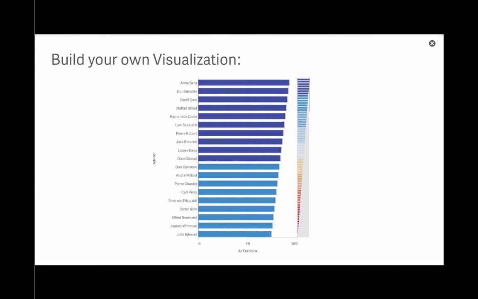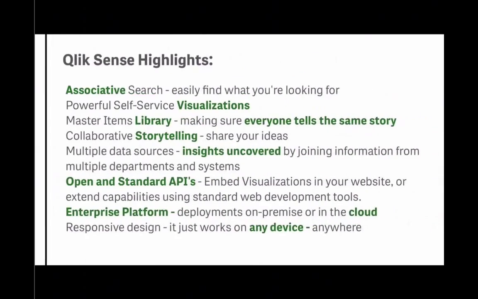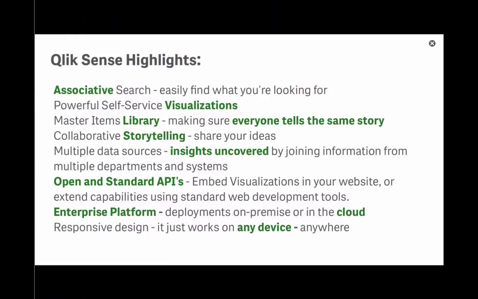Okay, so to summarise, let me just cover some of the important features we've just seen. Firstly, we saw associative search, which helps you find exactly what you're looking for by allowing you to type in words while it looks for associated matches across the entire application. That may span multiple datasets.